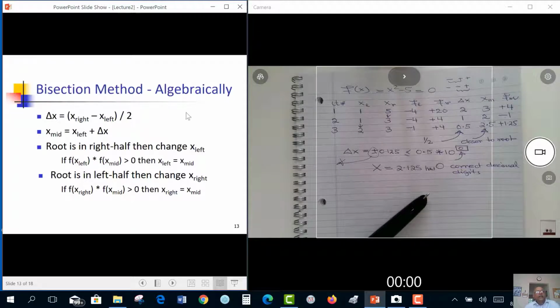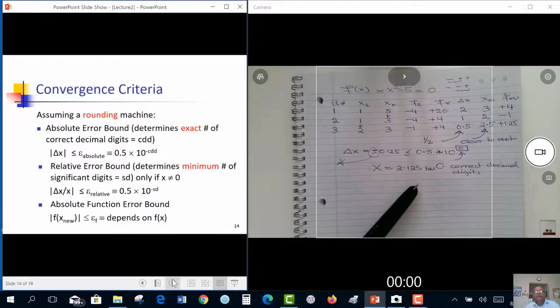So algebraically, what we are saying, in our table, we calculated delta x. Then we calculated x middle, which was x left plus delta x. If the root is in right half, we want to change x left. If the root is in left half, then we want to change x right. And this is what we are going to code in our spreadsheet for the lab number 1 next Monday.